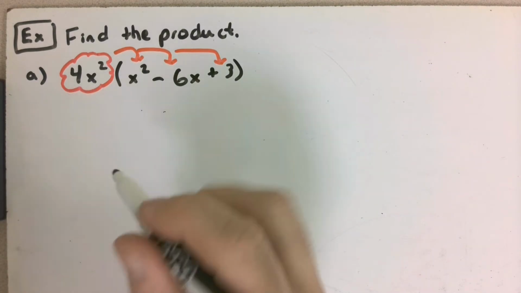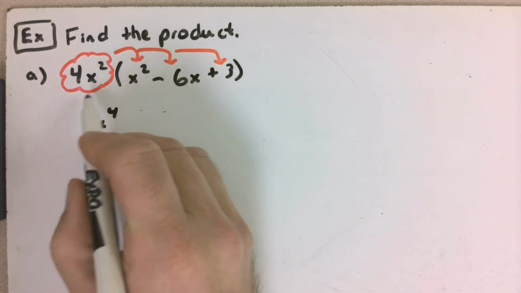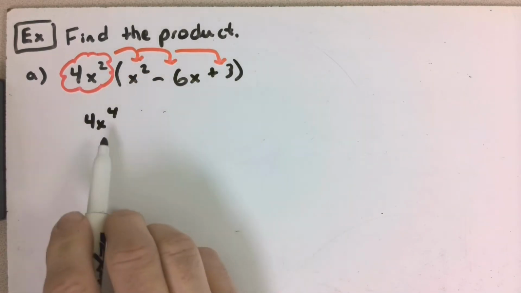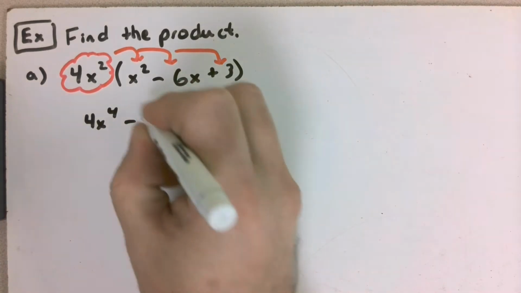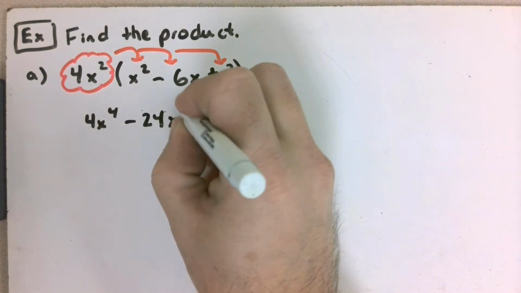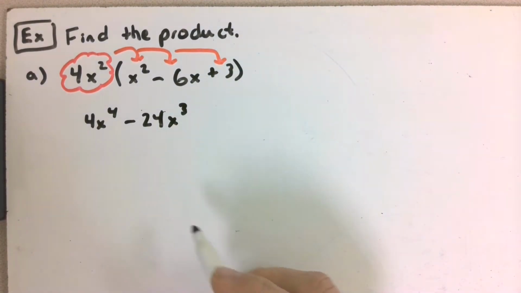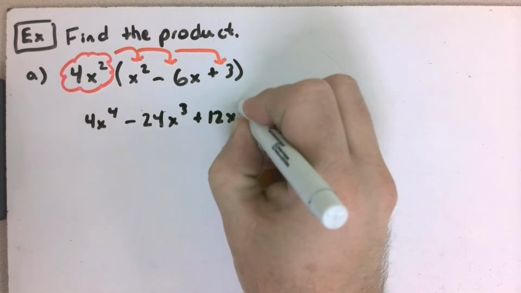So 4x squared times another x squared would be 4x to the fourth. 4x squared times a negative 6x, just working with the numbers, 4 times negative 6 is negative 24, and x squared times x then with our variables would give us an x to the third. And then 4x squared times 3 would be a 12x squared.